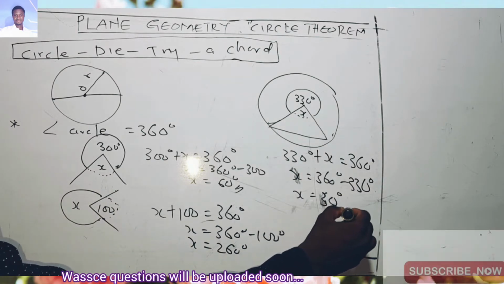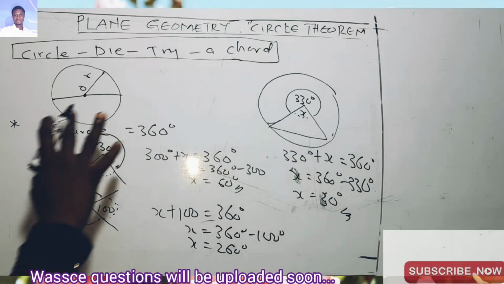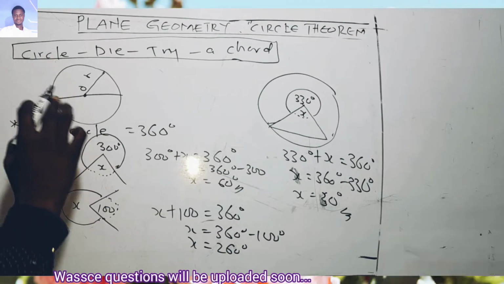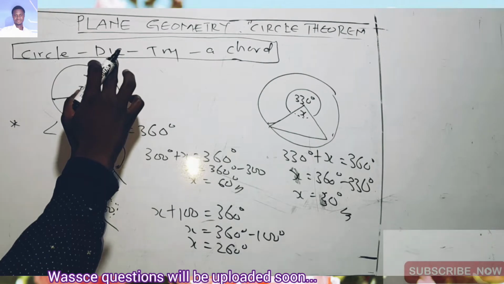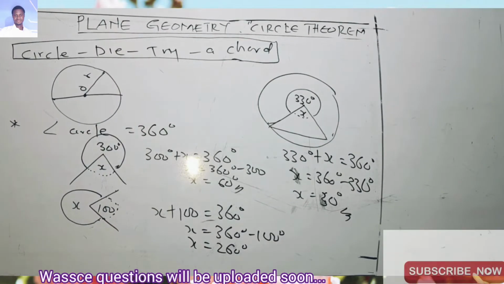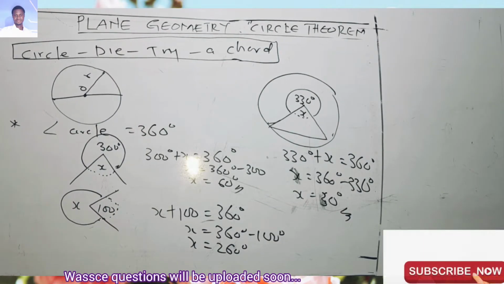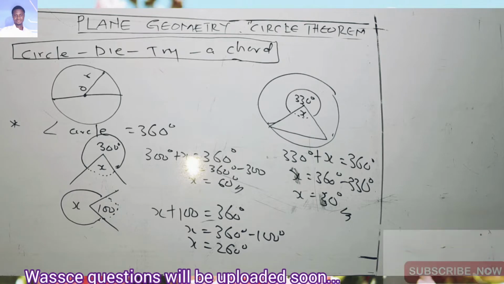30 degrees, and that's it. So we've understood that of the circle. The next thing we want to look at is the diameter. We'll look at the diameter and see how we can apply it to also solve questions under the circle theorem.